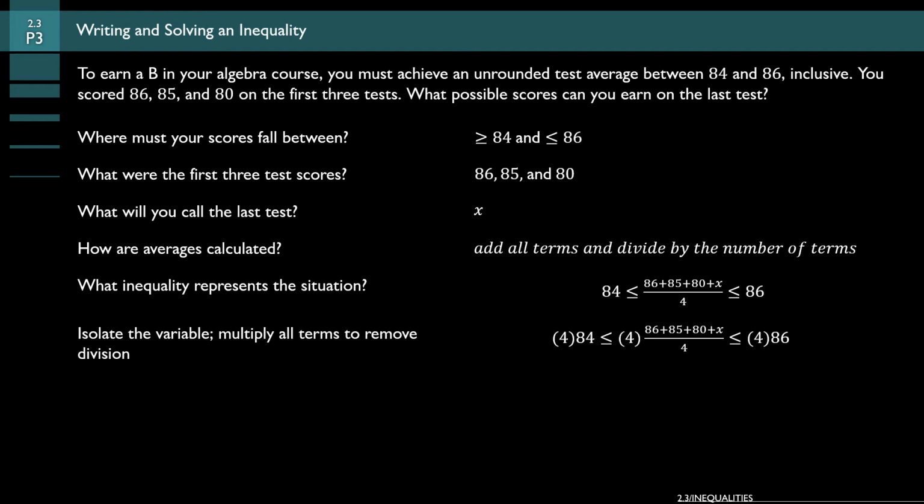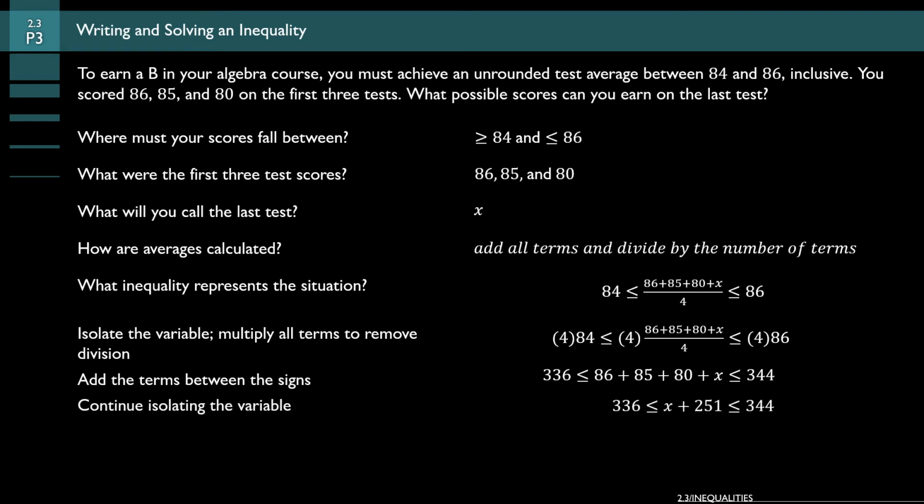So when we do that, we end up with 336 is less than or equal to 86 plus 85 plus 80 plus X is less than or equal to 344. Combine the like terms in the center section. So 336 is less than or equal to X plus 251 is less than or equal to 344.